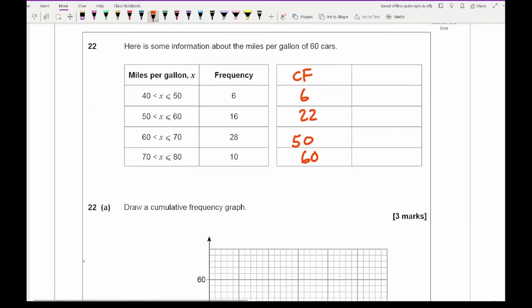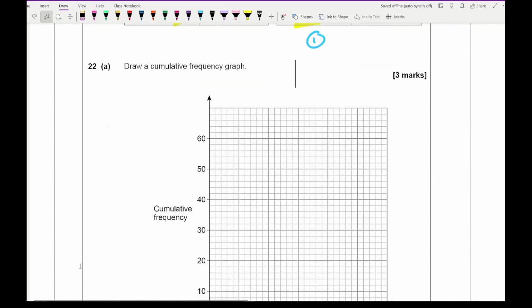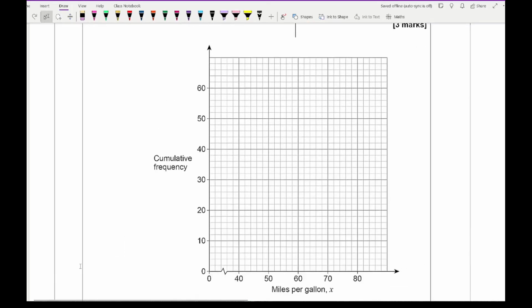Now remember that when you are plotting a cumulative frequency, you always plot on the upper bound and you're plotting your cumulative frequency values. So from this, I would say working out your cumulative frequency values would be 1 mark. Your next mark comes from correct plotting. So here at 50, we've got, well, we start at 40, so that's at 0. 50 is at 6, and 60 is at 16. 70 is at 50, and 80 is at 60.